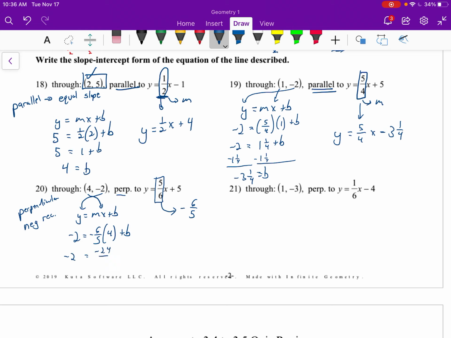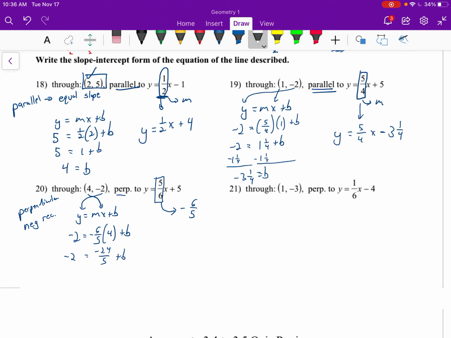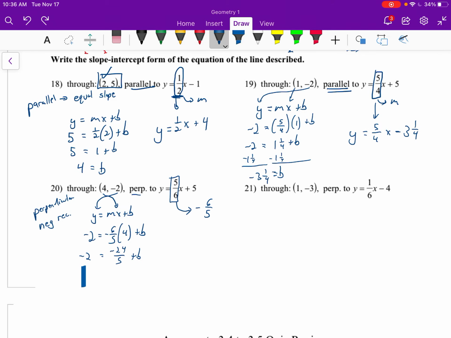This is -24/5 plus b. It might be helpful to have this as a mixed number for subtracting purposes, or adding actually in this case. So we have -2 equals, this is -4 4/5. We're going to add that to both sides. And -2 plus 4 4/5 is 2 4/5. So our equation is -6/5 x plus 2 4/5.